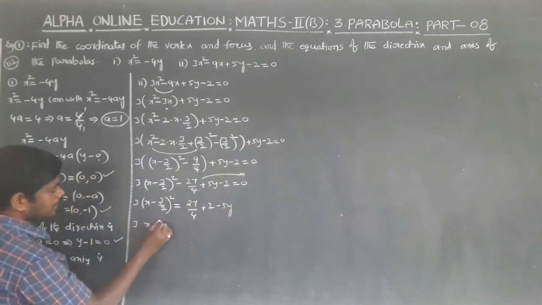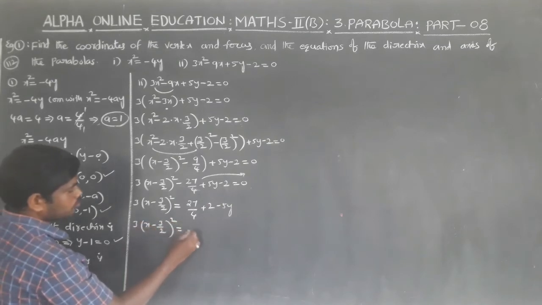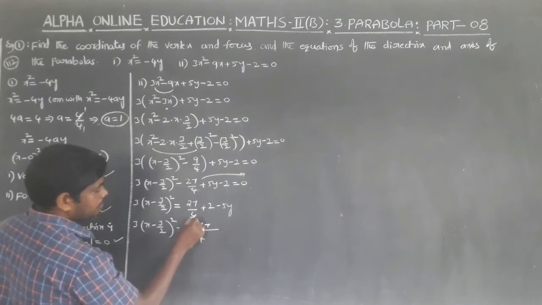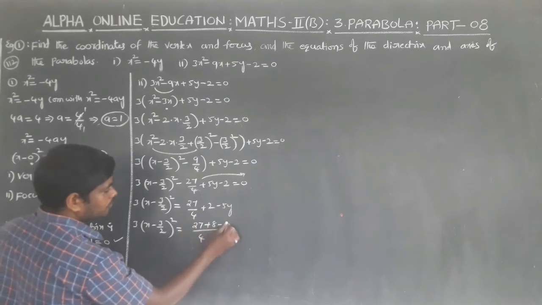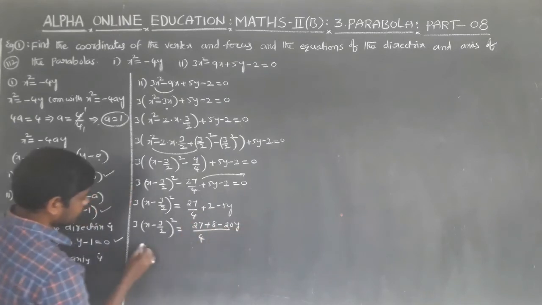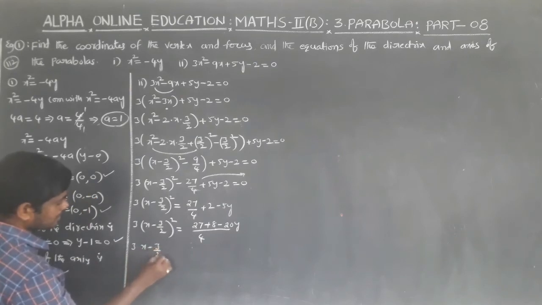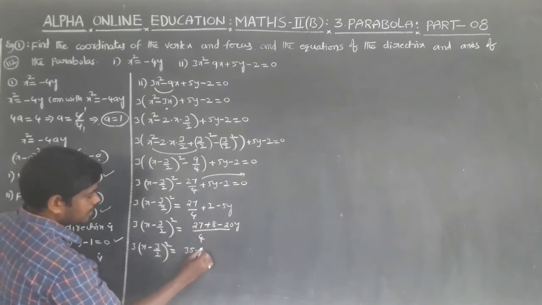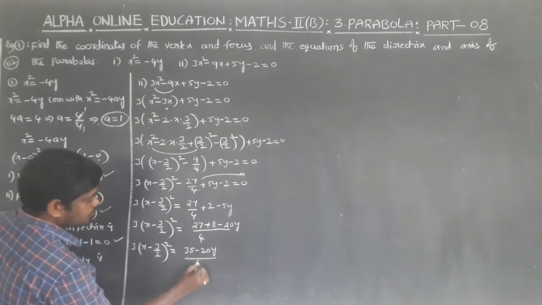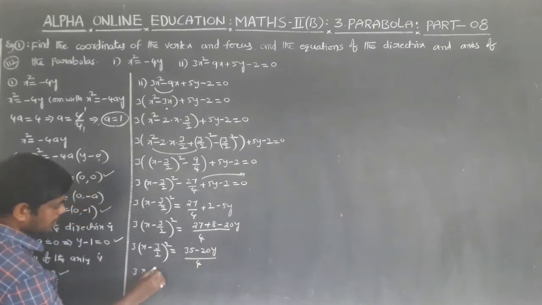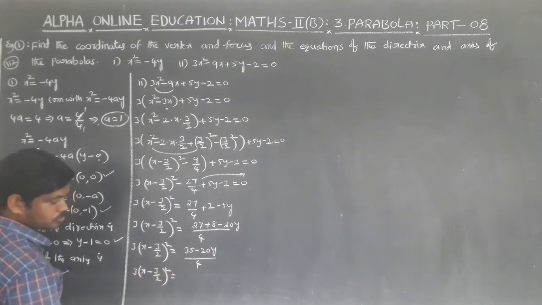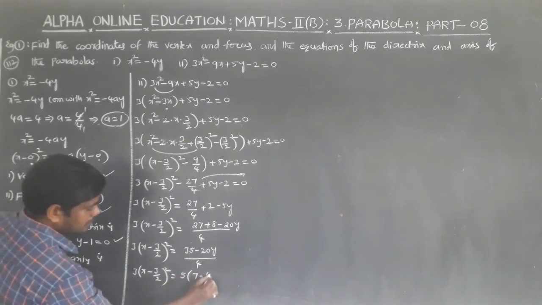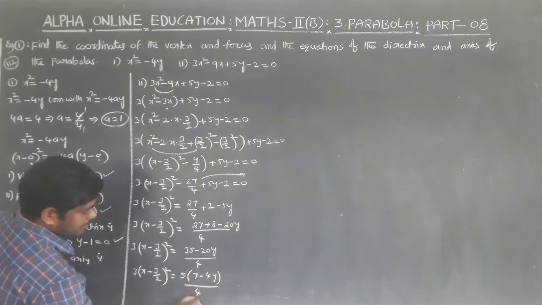3 into (x minus 3 by 2) whole square is equal to, here taking LCM 4: 27 plus 4 2s are 8, 4 5s are 20y. So 3 into (x minus 3 by 2) whole square is equal to (27 plus 8, 35, minus 20y) whole divided by 4. Here first of all 5 is common: 5 7s are 35, 5 4s are 20, whole divided by 4.